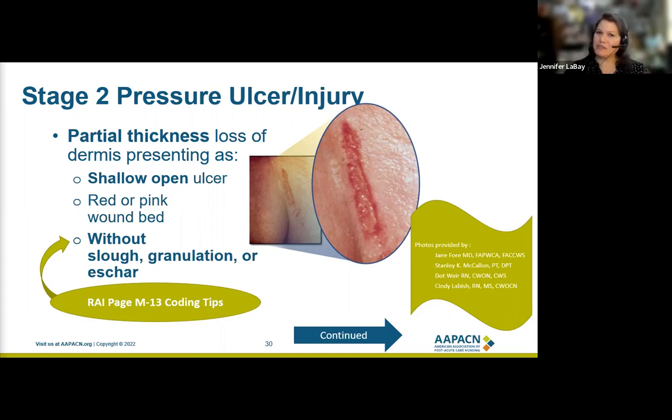So a lot of times there's misunderstanding, even from wound clinics, where they'll say there's a stage 2 ulcer with granulation in it. And for MDS purposes, that is not the case. Either it's not a stage 2 or it's not really granulation. So you really need to make sure you're sharing this information with the outside folks that are doing any wound assessment as well.